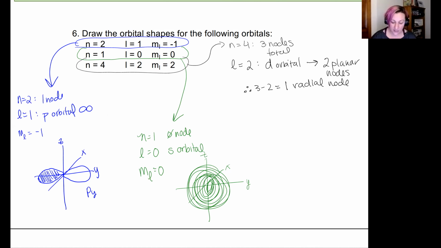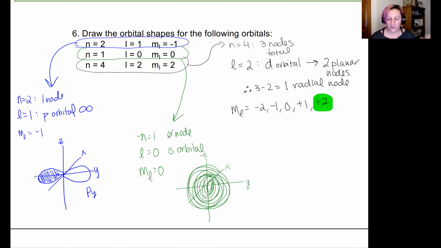Okay, last up is m sub L. m sub L can equal -2, -1, 0, +1, or +2. And we have an m sub L of 2. So we're really looking at this one right here. But which one is that? There's 5 different orbitals. I don't think this is in your textbook.